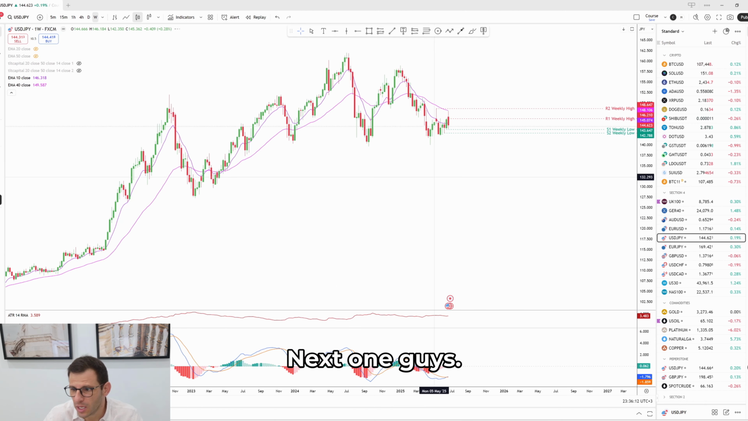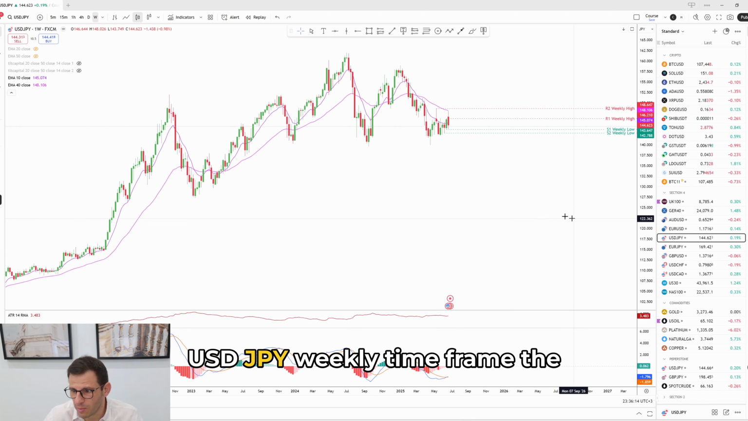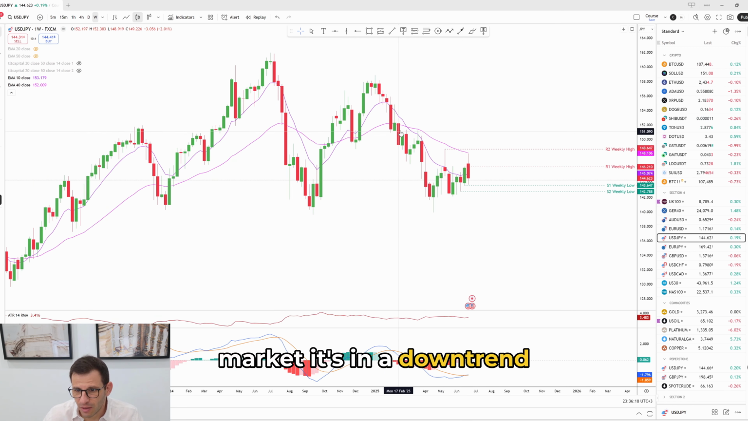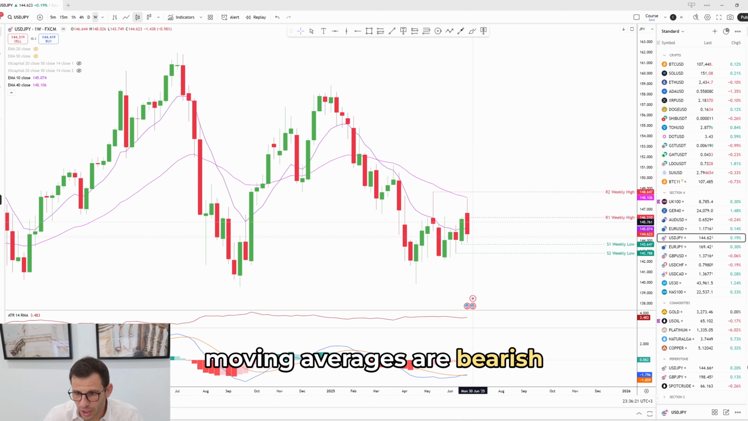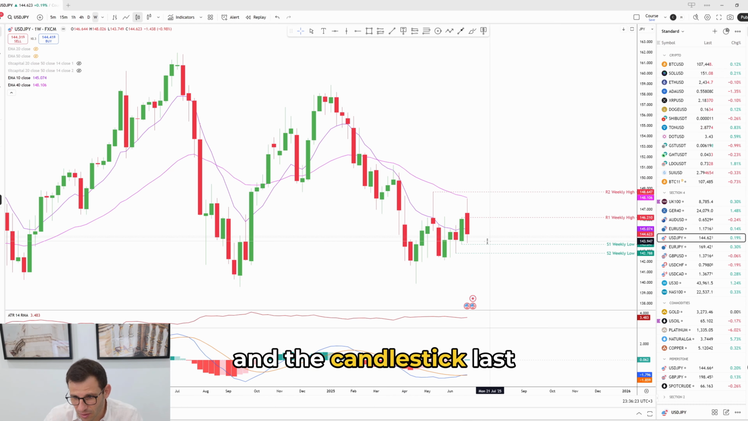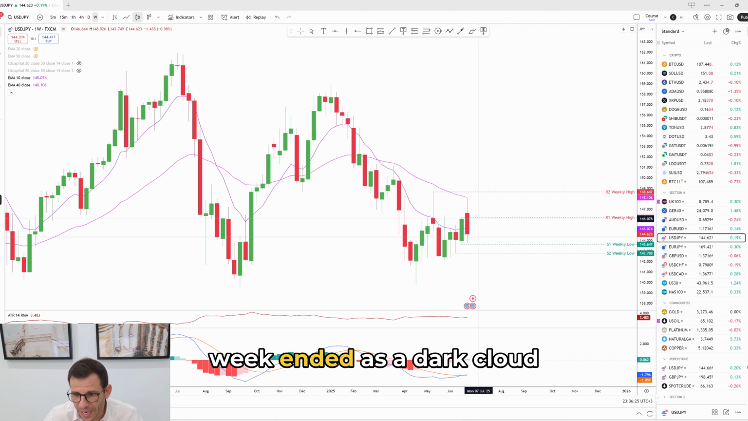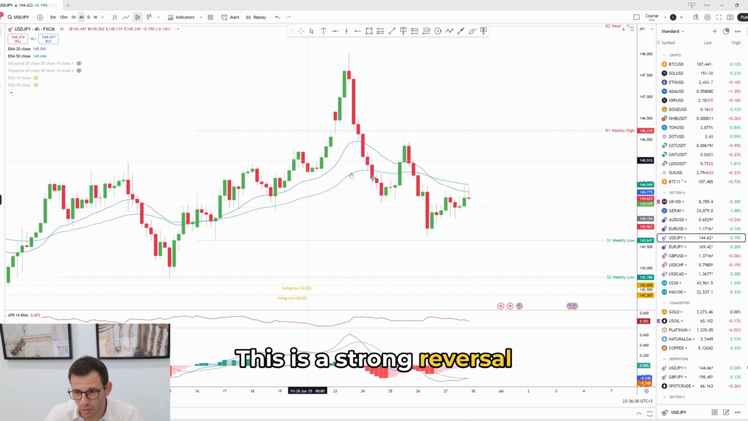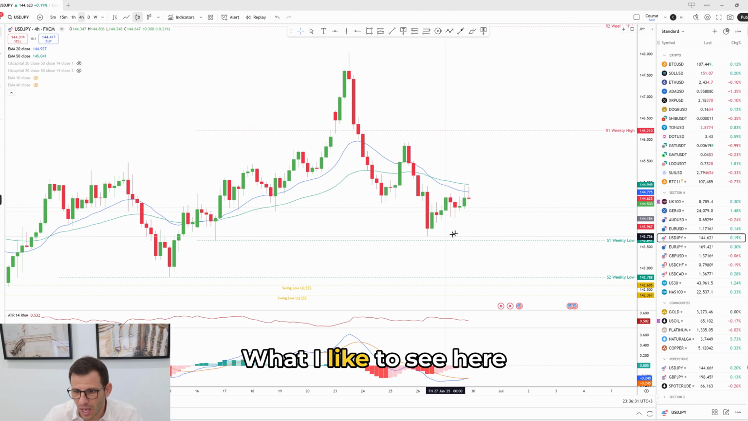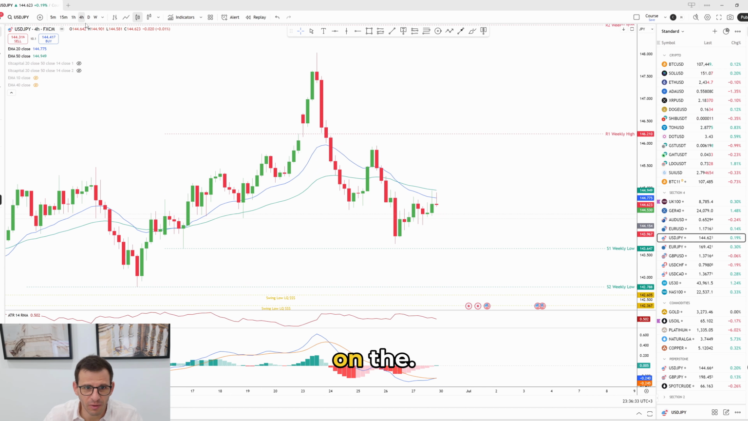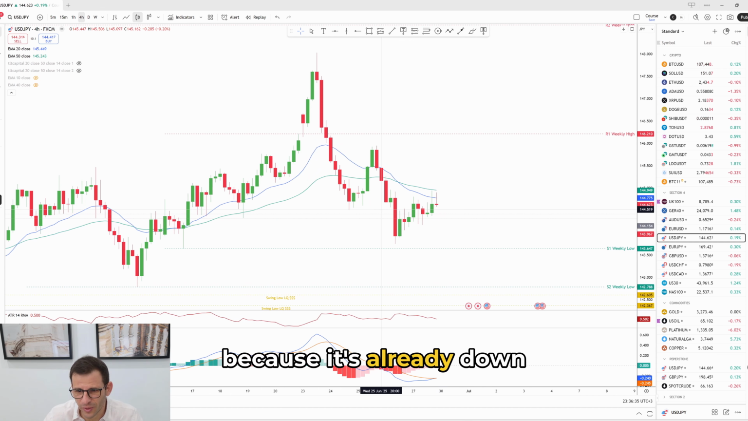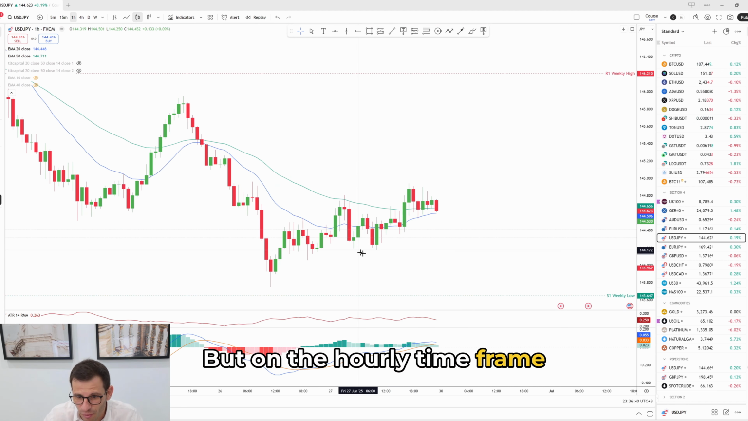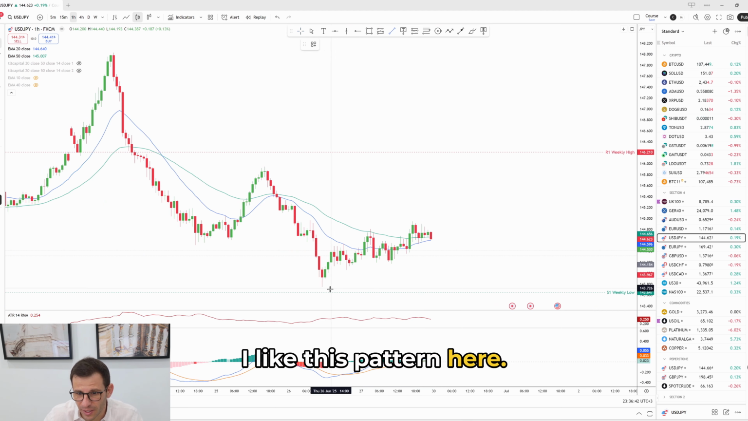Next one, guys, USD JPY weekly time frame. The market is in a downtrend, moving averages are bearish, and the candlestick last week ended as a dark cloud cover. This is a strong reversal price action pattern. What I like to see here, not on the 4-hour, because it's already down and the price makes lower highs and lower lows, but on the hourly time frame, I like this pattern here.